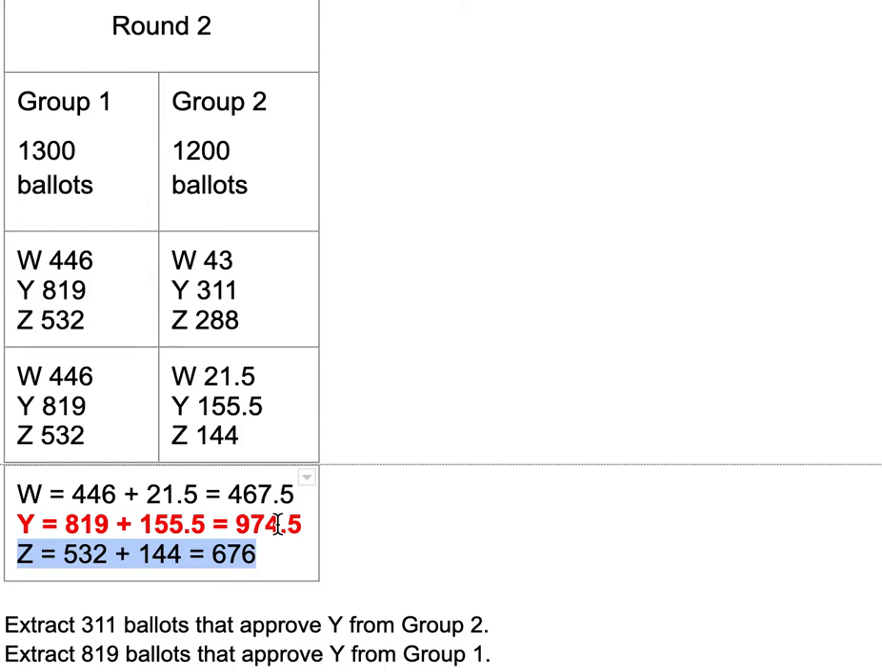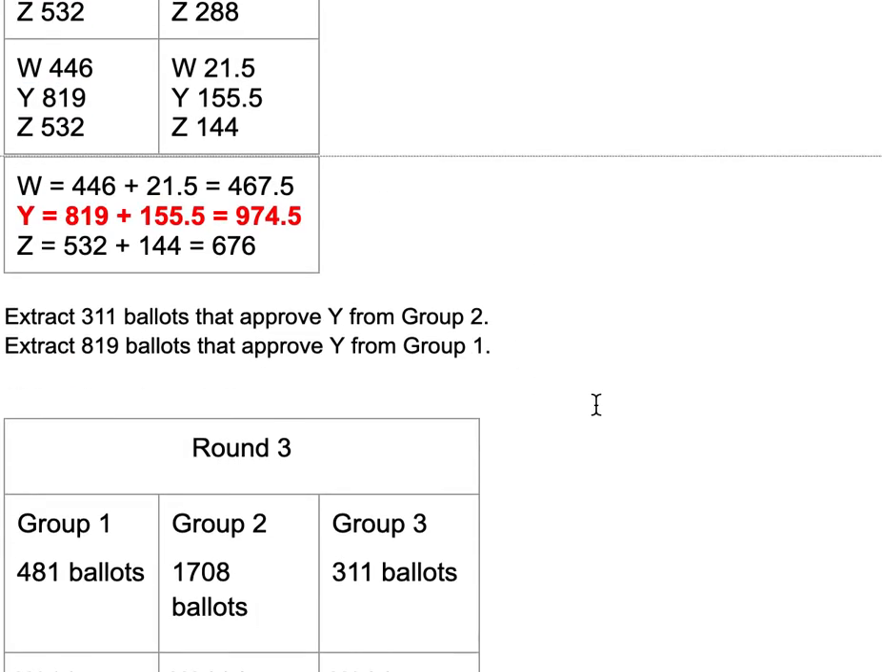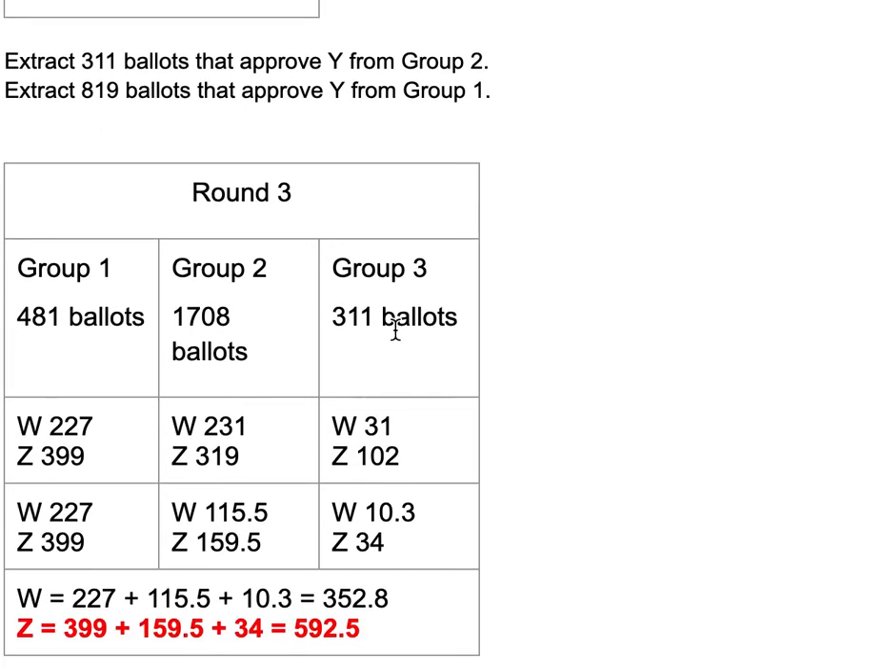Now after this, we're going to move all the ballots that approved the winner one group to the right, and we go right to left to do that. So we start here and we say in group 2, we're going to take the 311 ballots that approved of Y, and we're going to move them over to create group 3. And then in group 1, we're going to take the 819 voters who approved Y, and their ballots are going to move to group 2. So group 2 first loses some ballots, then it gains some ballots. So here in round 3, those 311 voters who approved of Y move from group 2 to group 3.